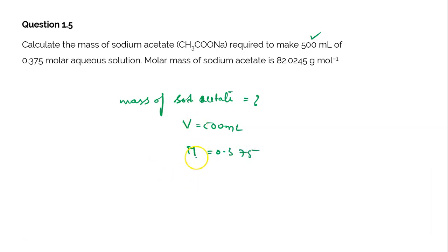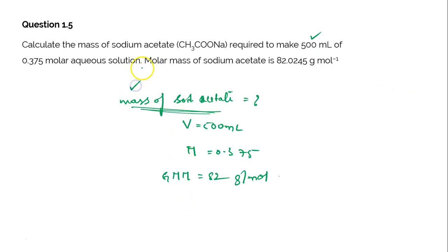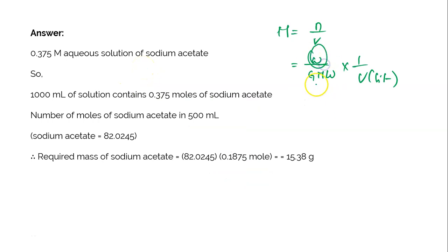You know volume, you know molarity, and you also know the gram molar mass of sodium acetate, which is 82. I'm taking a rounded up figure, 82 grams per mole. So what you need to calculate is mass. Since you know molarity, volume, and gram molar mass, you can consider the formula of molarity. Molarity is equal to n by V. n is the number of moles, which is weight by gram molecular weight, into 1 by V, volume in liters. Now, as per the question, you are supposed to calculate mass. So you don't know what W is. You've got to calculate W.